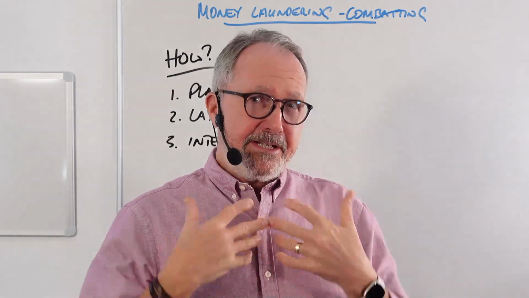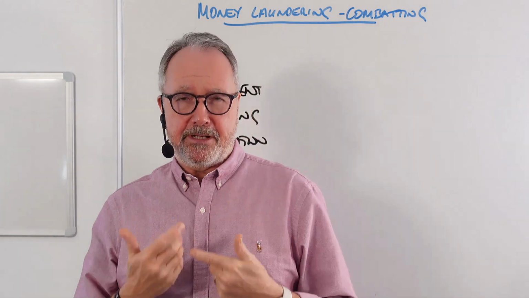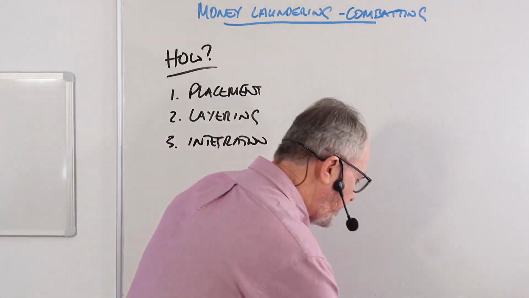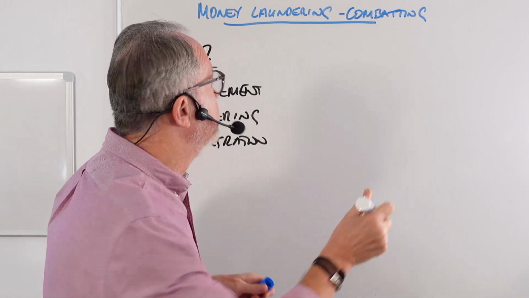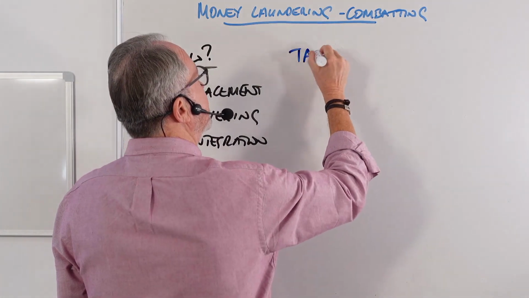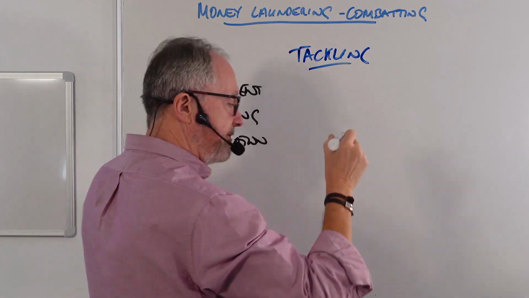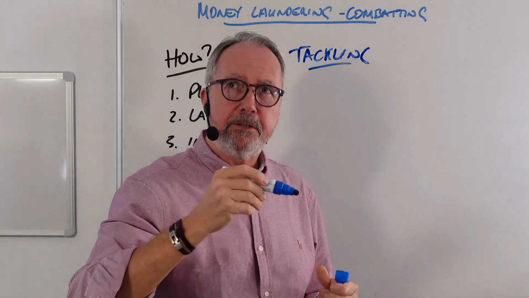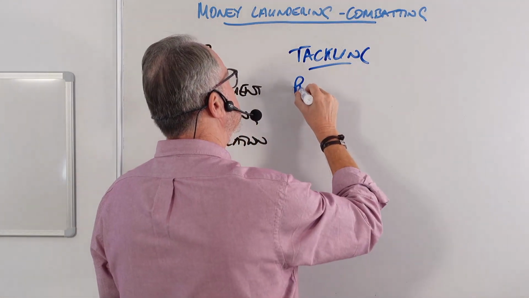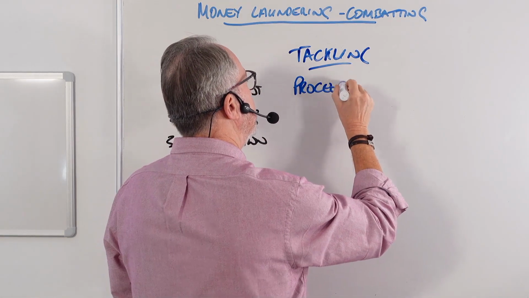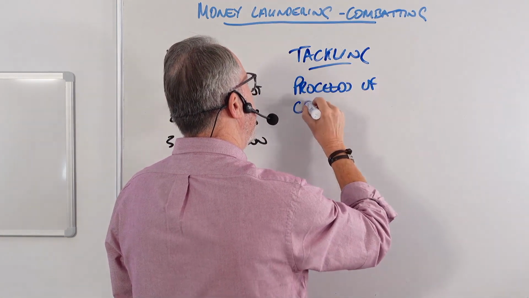Now, how do we tackle money laundering? That comes on to the key one now. How do we tackle it? Well, we tackle it with the law. So if I just put in there, dealing with money laundering. We have the law. We have an Act of Parliament called the Proceeds of Crime Act.